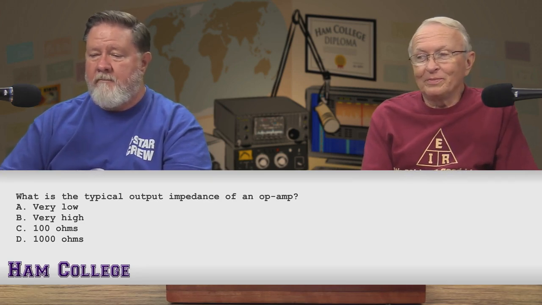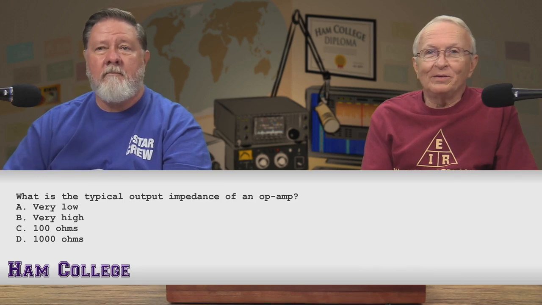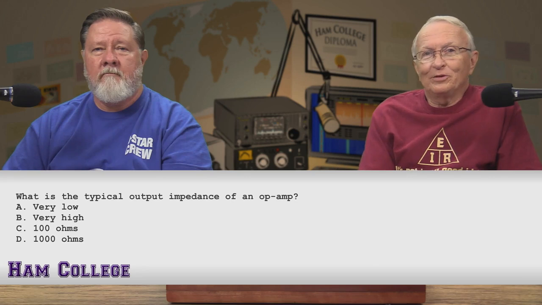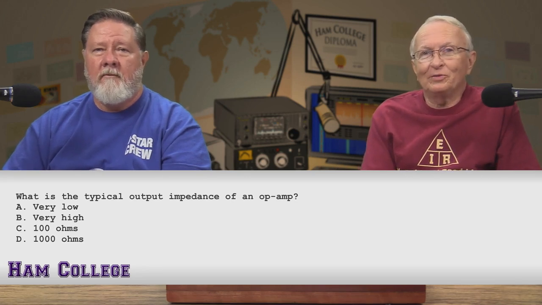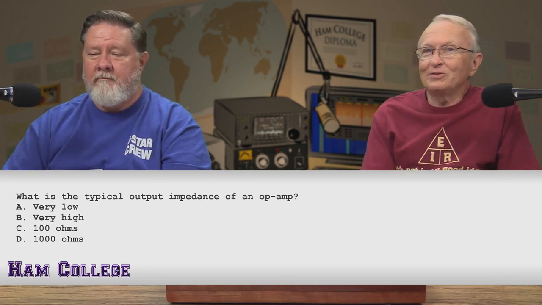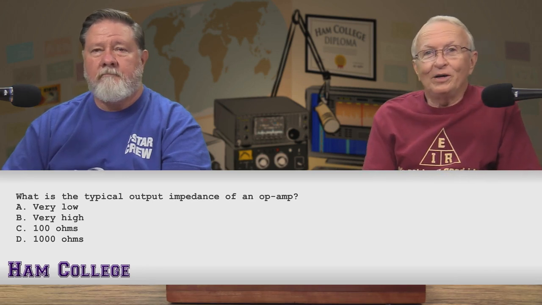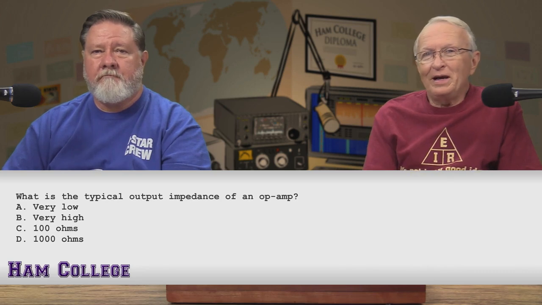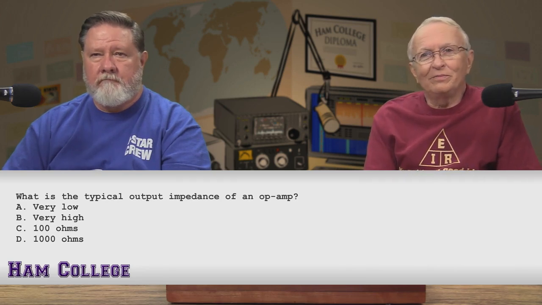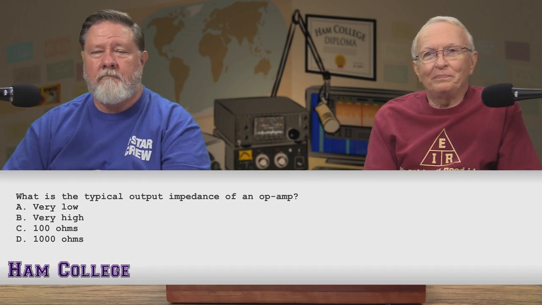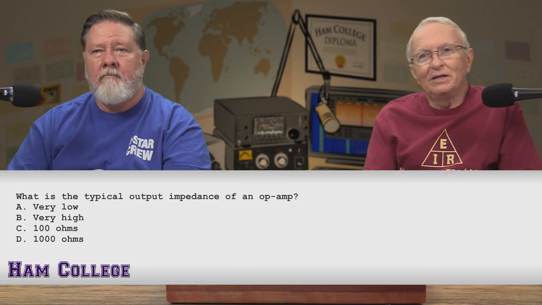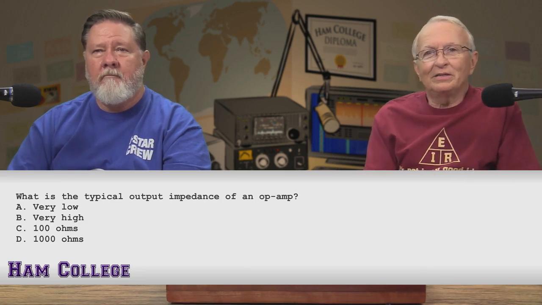As I was just proposing there, the op amp has a very low output impedance. So I'm just going to go straight to A because it really wouldn't make sense to run through all the others now, because we know it's very low output impedance. Very high would really limit the usability of an op amp. 100 ohms or 1,000 ohms, I don't know, it can vary a little bit, but I just happen to know it's a very low output impedance.